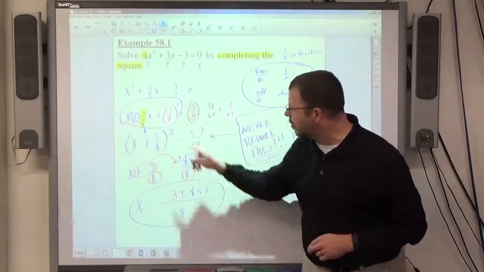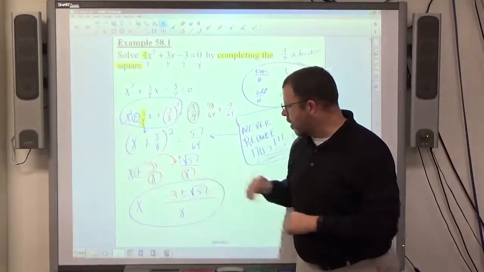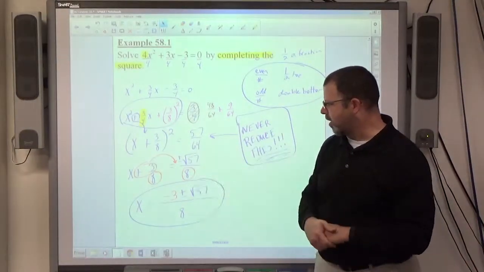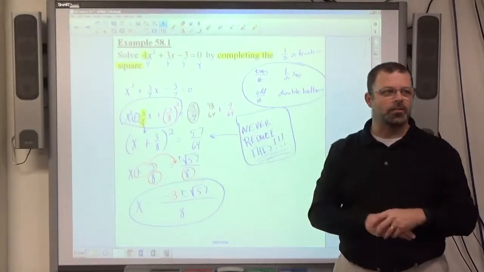64, not reduced. Do not reduce. X plus 3/8 squared. Square root. Perfect square, so we get an 8 on the bottom. Common denominator, again, almost always happens. Stick them together into a single fraction in that one step.